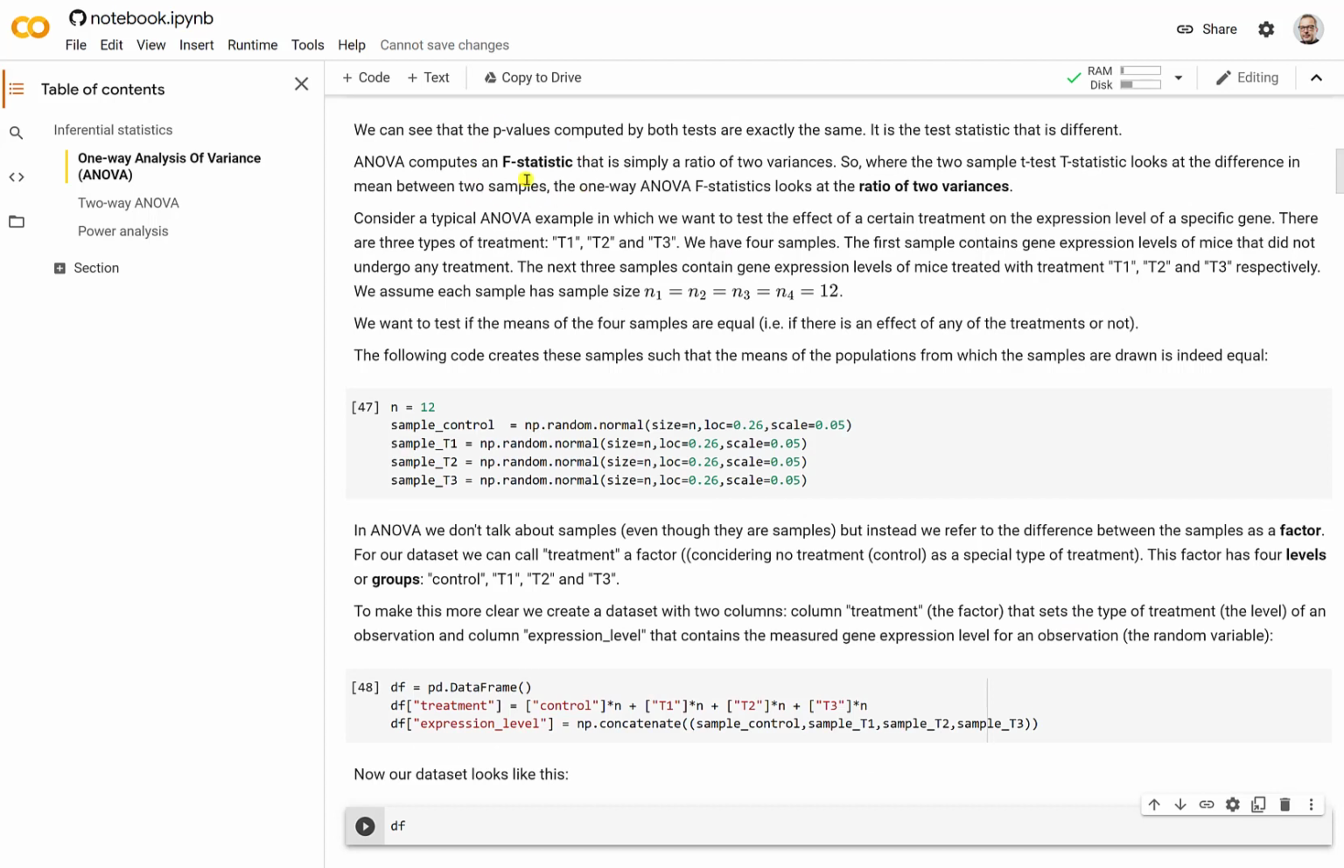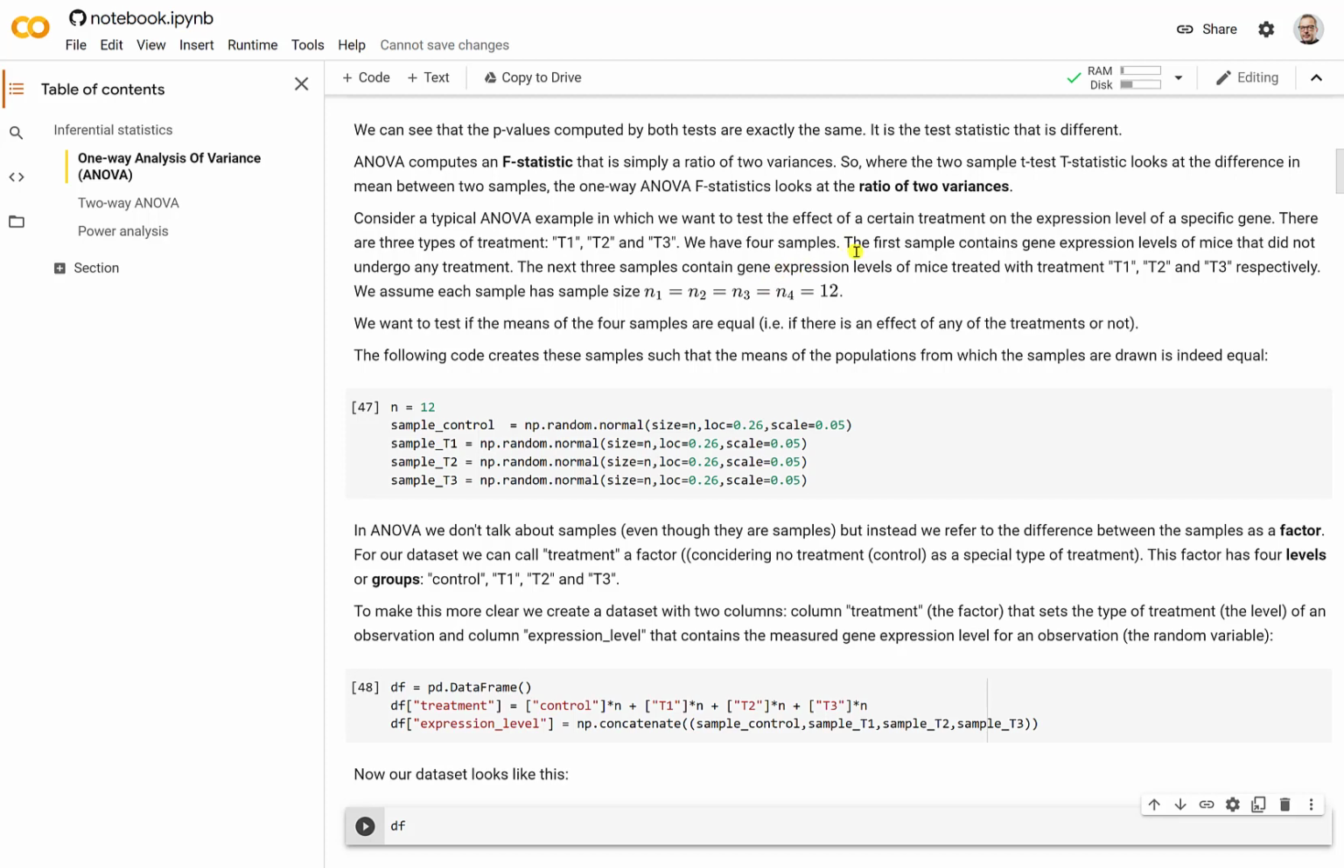The f-statistic that is applied by the ANOVA test is simply a ratio of two variances. In a minute we're going to look at these two variances. But before we do that, let's design a data set suitable for the explanation.